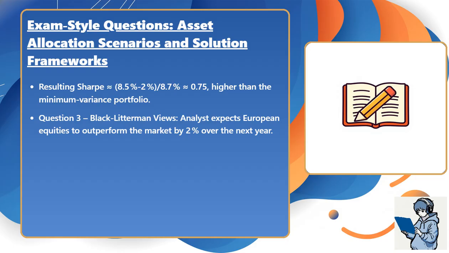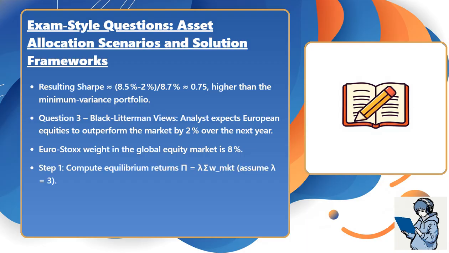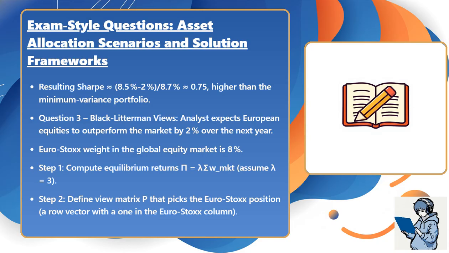Question 3. Black-Litterman views. An analyst expects European equities to outperform the market by 2% over the next year. Euro stocks' weight in the global equity market is 8%. Step 1. Compute equilibrium returns pi equals lambda times Σ times market weight, assuming lambda equals 3. Step 2. Define view matrix P that picks the Euro Stoxx position, a row vector with a 1 in the Euro Stoxx column.